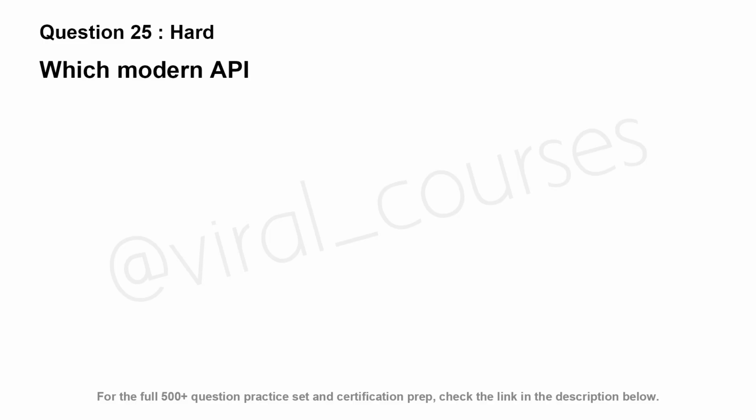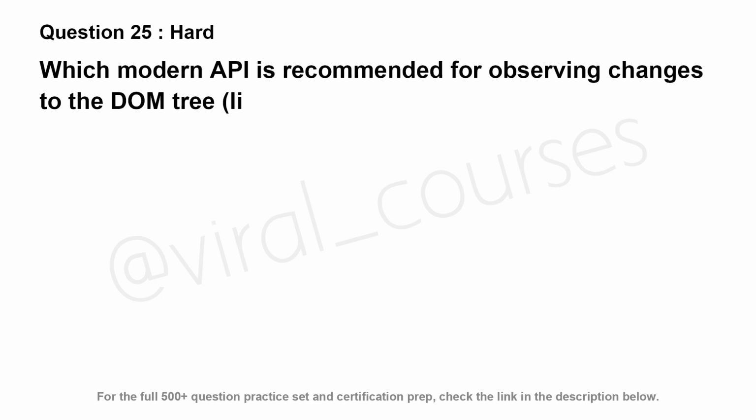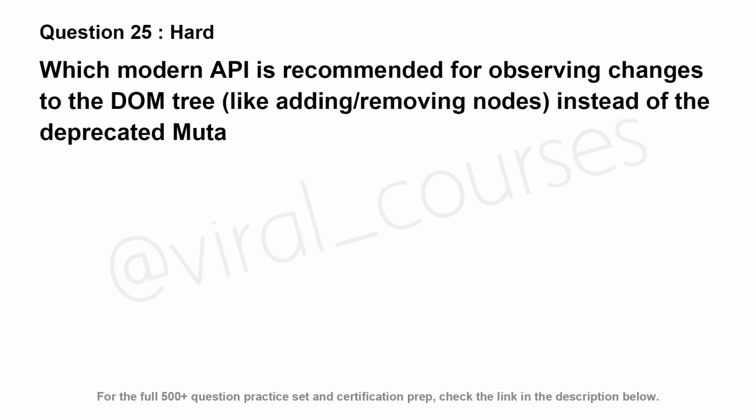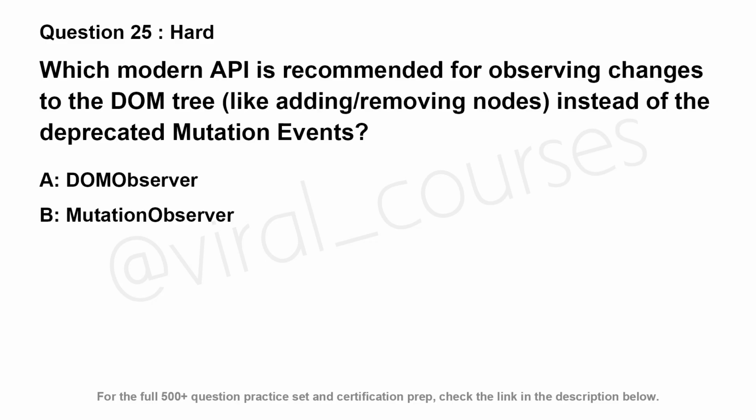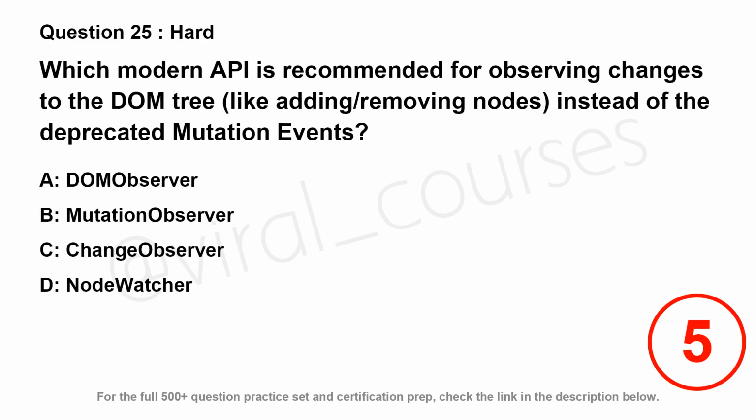Which modern API is recommended for observing changes to the DOM tree, like adding or removing nodes, instead of the deprecated mutation events? Option A. DOM Observer. Option B. Mutation Observer. Option C. Change Observer. Option D. Node Watcher.